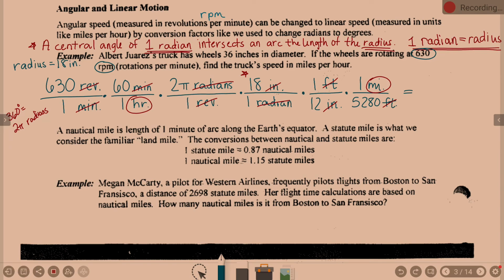Did everyone find some way they liked to do this? Okay. So, final answer. I wrote 67.47 miles per hour. 67.5 is equivalent, obviously. Now, on most roads, that could be considered speeding. Put work into figuring these out, guys.